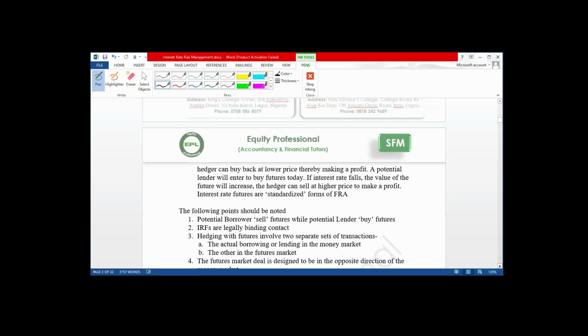You now have the hedging market, market where you can hedge. That is the futures market. At the futures market, you don't borrow money. You only hedge your interest rates. What you do is that you hedge the interest rate component against fluctuation.